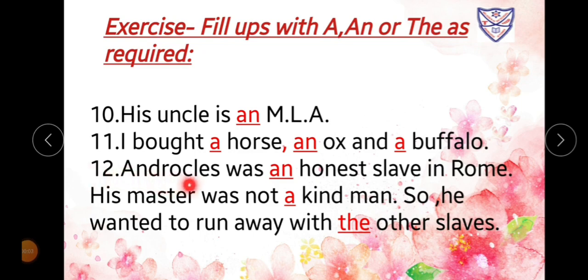Number 12, Androcles was an honest slave in Rome. His master was not a kind man, so he wanted to run away with the other slaves. Over here again, honest, H is silent. Honest, the sound of O is coming, which is a vowel sound. So we will use N as an article. Then a kind man, over here it is a consonant sound, so we will use A as an article. And the other slaves, over here we are using the as an article, which stands for the definite article.